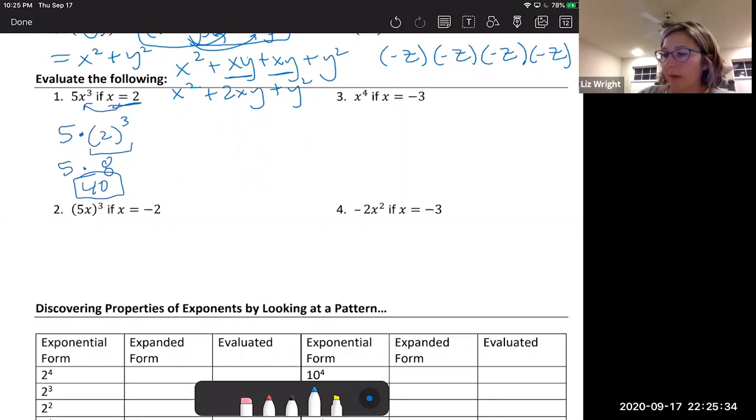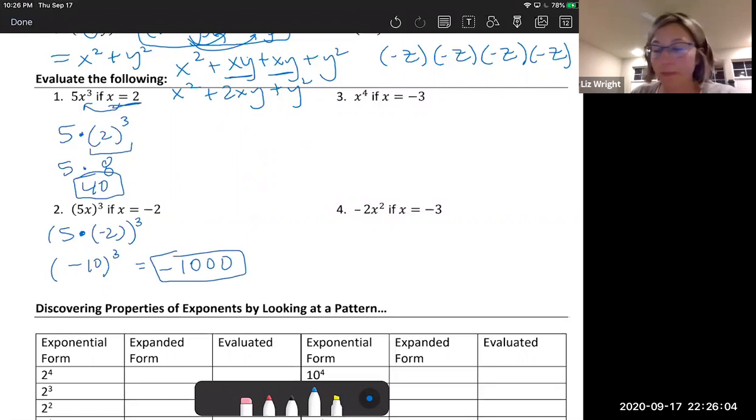And then coming down to number 2, we do 5 times, and again, you're plugging in that -2 for x, and then we are cubing that entire value. Here we're going to get a -10, and then we're cubing it. You've got a negative times a negative times a negative, which means our answer is going to end up being negative. And then 10 times 10 times 10 is going to give us 1,000. I almost said 10,000, but that wouldn't be true. So it's going to give us 1,000.